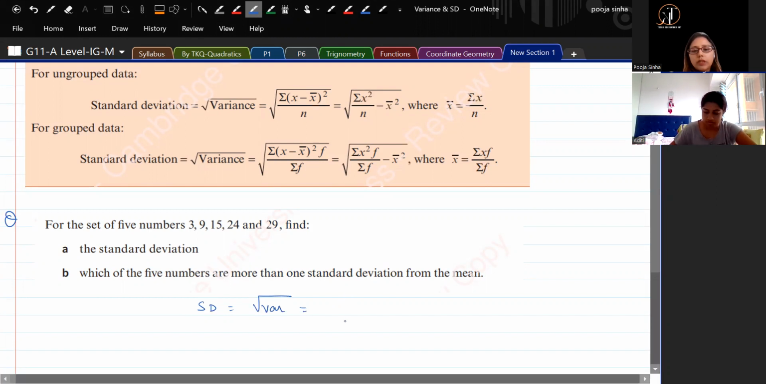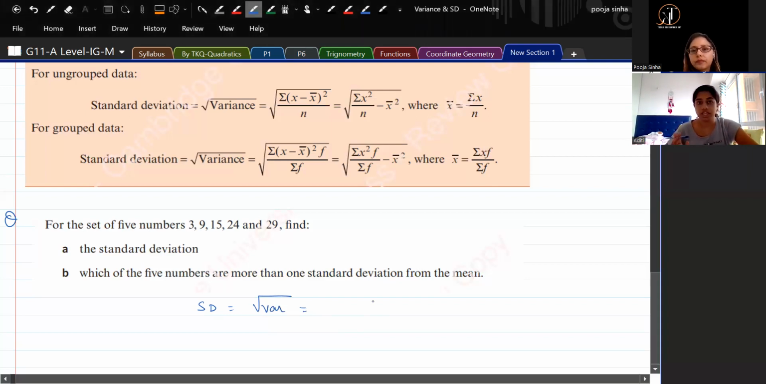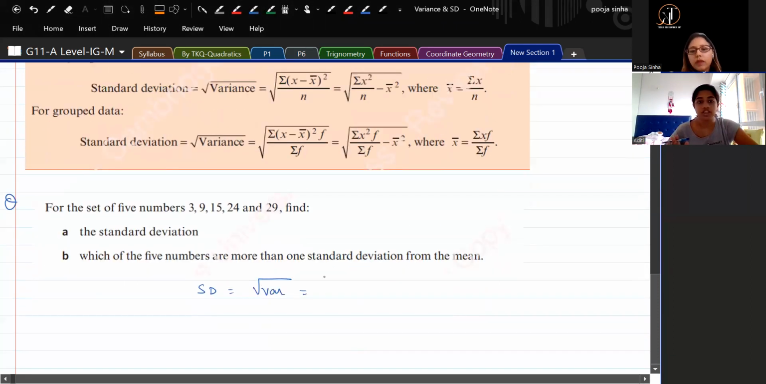So this is, tell me, what do we need to do for this? See, essentially summation x squared divided by n is the mean of the squares. So essentially I have to do 3 square plus 9 square plus 15 square plus 24 square plus 29 square divided by n. So you are using which formula? I'm using the ungrouped data formula in this case. But ungrouped data also has 1 and 2 formulas. Which one are you using? I use the second one only because it's much easier to write. Otherwise, the first one is also not very complicated.